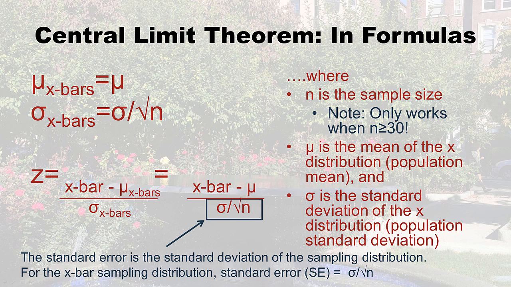So I wanted to point out, first of all, that this whole thing is only supposed to happen if your n is greater than 30, okay? Otherwise, you shouldn't really be doing this. Then the second thing I wanted to point out is that this piece in the lower part of the equation, that's called the standard error.